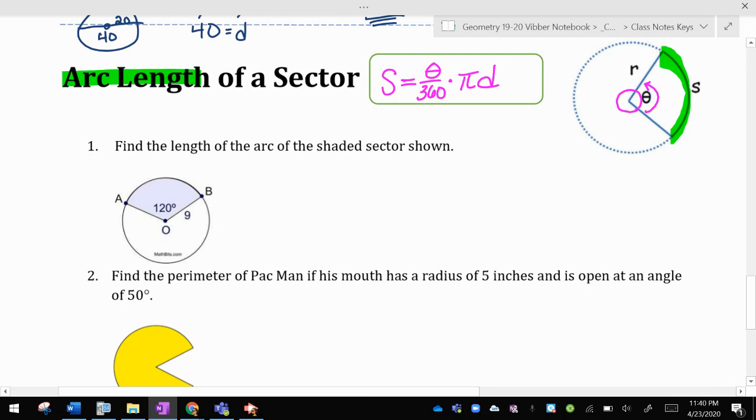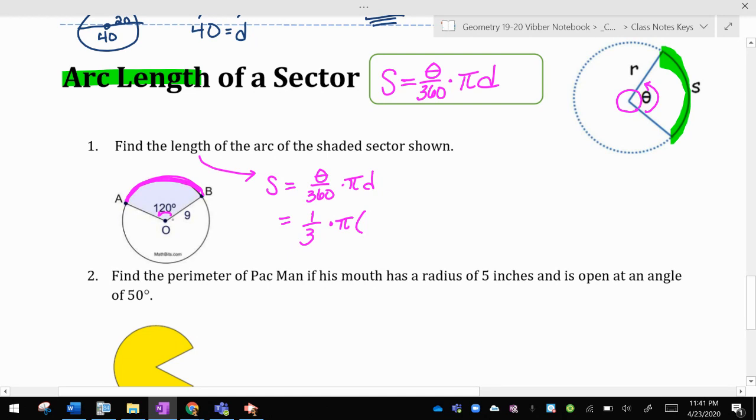Number 1 says find the length of the arc of the shaded sector shown. Shaded sector shown, that's like a tongue twister. So I want the length of that. Well, this is 120 degrees, so that's a third of the circle. So if I want the length of the arc, that's going to be S equals theta over 360 times pi d. In this case, instead of theta over 360, I'm going to just say 1/3 because I know 120 is 1/3 of the circle, times pi times diameter this time.